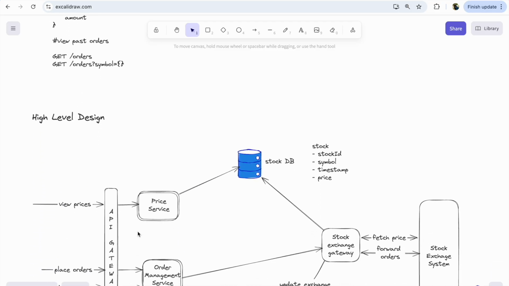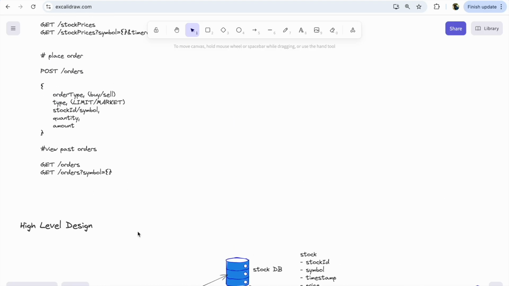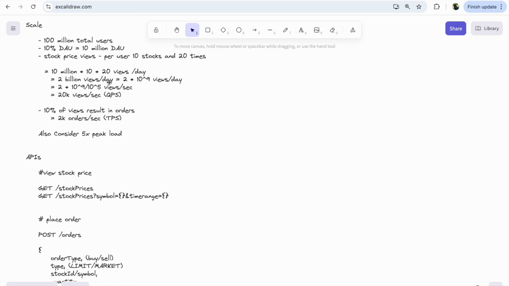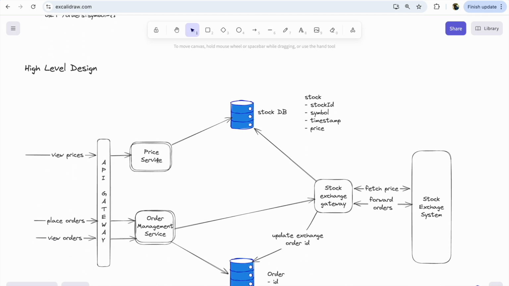Next, we'll discuss the high-level design of the system. Of course, we have seen the scale of the system. It's huge. And there are two main operations, viewing the price and order placing. So these two can be scaled separately.